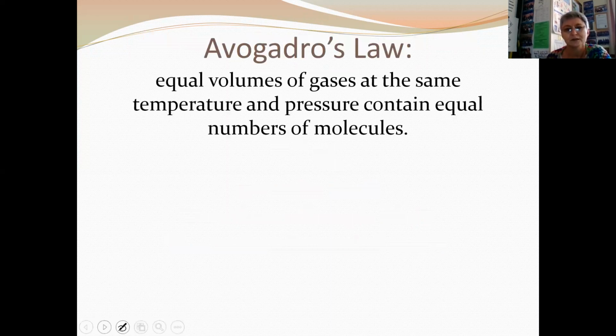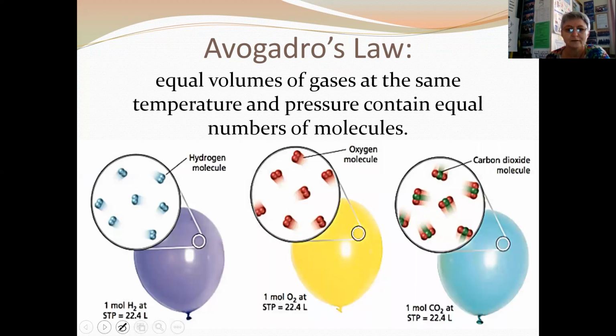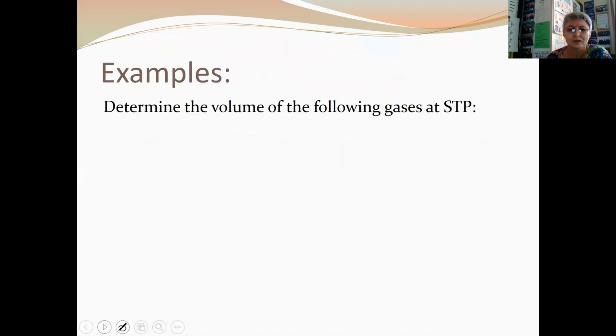Avogadro's law we've discussed in class. Equal volumes of gases at the same temperature and pressure will contain the same number of molecules. So if I have 1 mole of hydrogen at STP, its volume will be 22.4 cubic decimeters, and you see they're using liters in this, and you'll have Avogadro's number of particles, 6.02 times 10 to the 23 molecules. The same for the oxygen and the carbon dioxide.